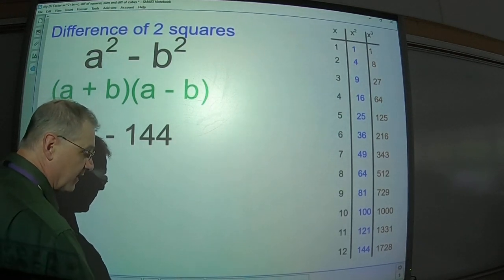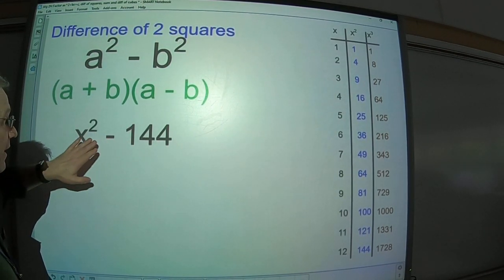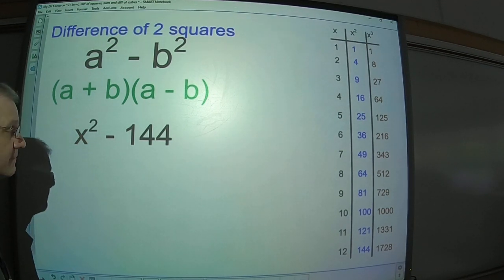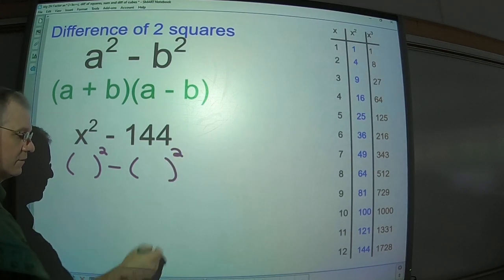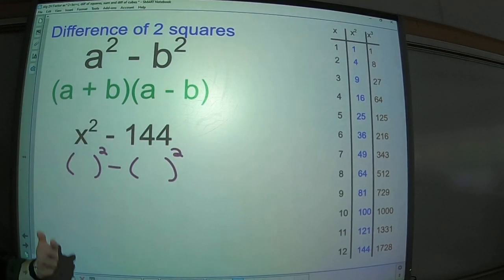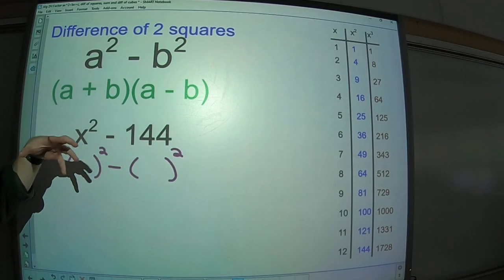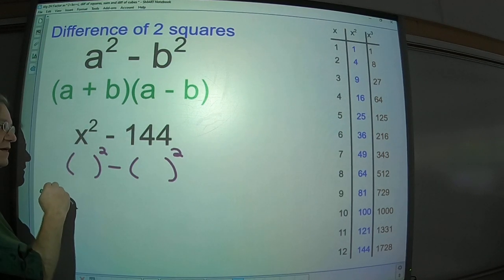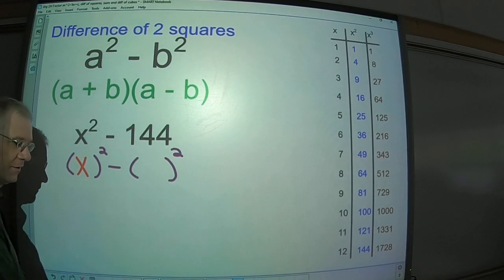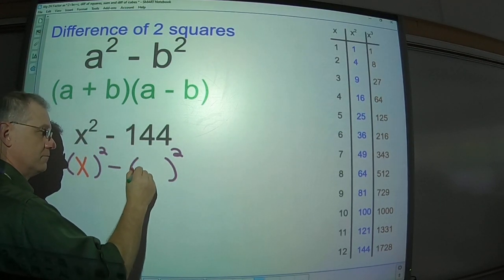So often I will look at a problem like this. I know this is a square and this is a square and it's the difference. So what squared minus what squared? This can be helpful as a little tool. This is not factoring, but this can be helpful to get you to factoring. What squared gives me x to the second? Well, x. What squared gives me 144? 12.